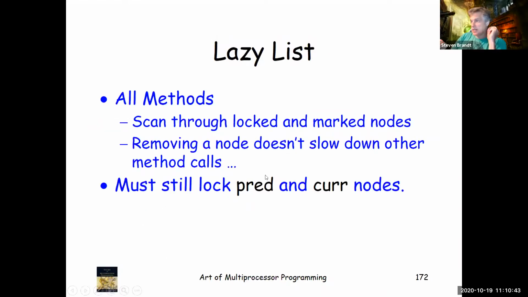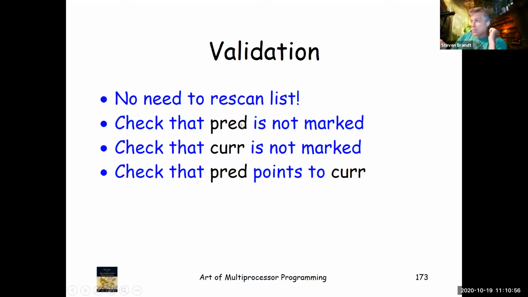In the lazy list, all methods scan through the locked and marked nodes, and removing a node doesn't slow down the other methods. We still have to lock the predecessor and current nodes as before, but we don't need to rescan the list anymore. We check that the predecessor is not marked. We check that the current is not marked. We check that the predecessor points to current. So the validation just requires these three simple checks.